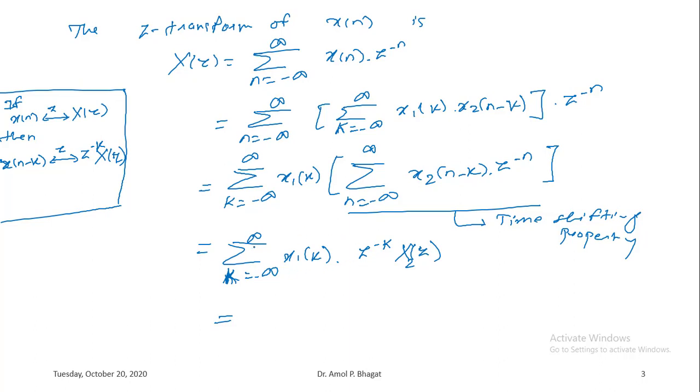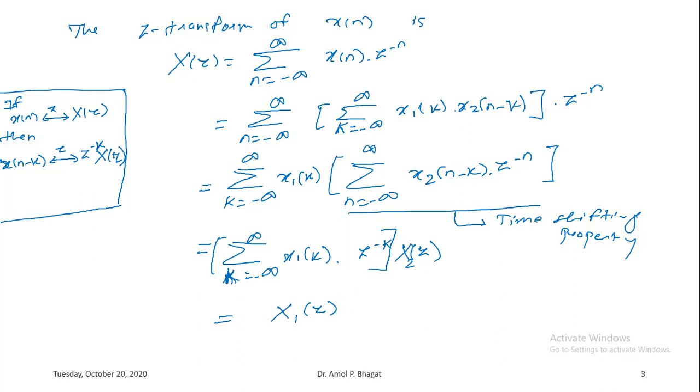Only difference is that here the summation variable is k instead of n, but it is the formula for the z transform. So in place of this bracket, that is summation k from minus infinity to infinity x1 of k z to the power minus k, we can replace it with capital X1 of z, because here we are identifying the z transform of small x1 of n. In place of n we are simply using variable k, but it is the formula for z transform. So this bracket can be replaced with capital X1 of z, right?